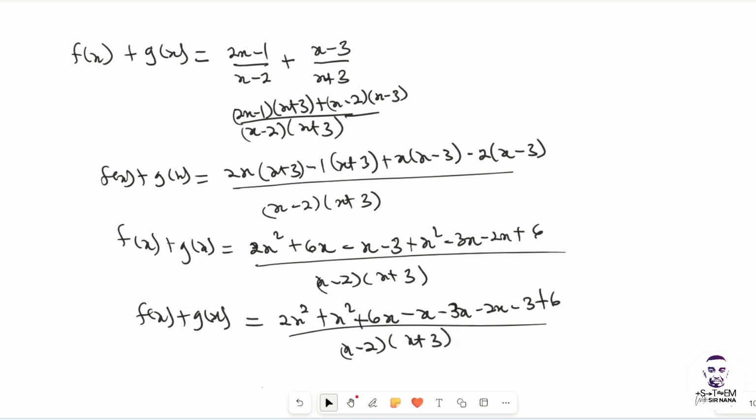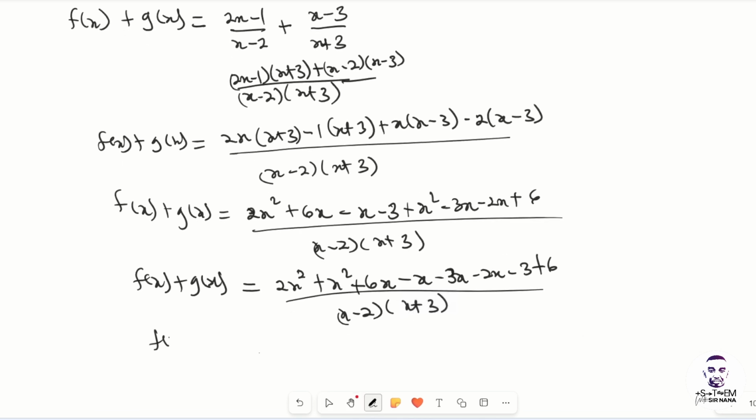So once we have grouped like terms, if we want to simplify this, it means that we will have our f of x plus our g of x to be equal to 3x squared. 6x minus x will give us 5x, minus 3x will give us 2x, 2x minus 2x will go to 0. So minus 3 plus 6 will give us, right, plus 3 all over x minus 2, right, and x plus 3. So therefore we get our f of x plus our g of x to be equal to 3x squared plus 3 all over x minus 2, x plus 3.